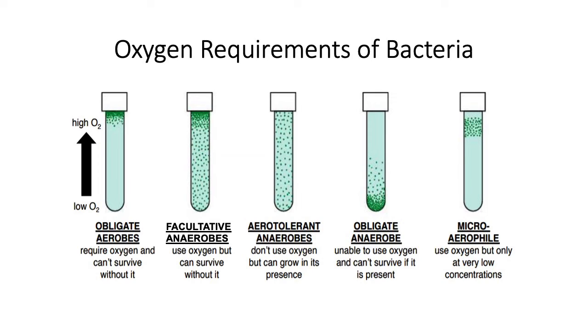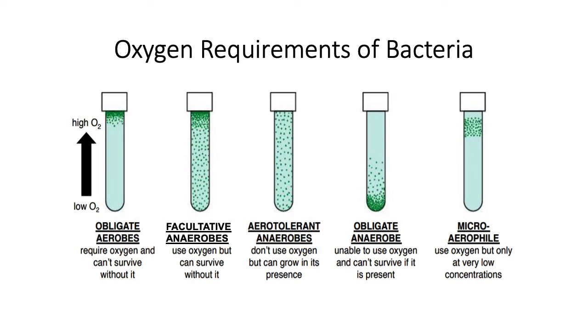I'm going to start with the first and the fourth, which are the most obvious ones, the obligate ones. Obligate aerobes require oxygen. Without it, they die. Obligate anaerobes die in the presence of oxygen. So you can see that obligate aerobes grow basically only at the very top of the tube where there is the most oxygen, and conversely obligate anaerobes are going to grow in the bottom.